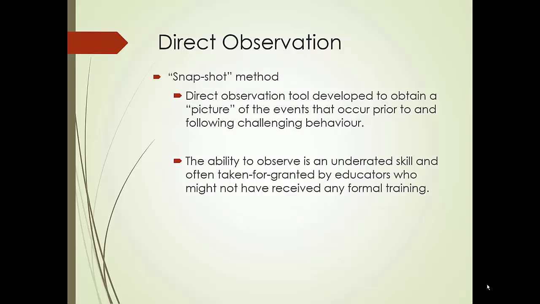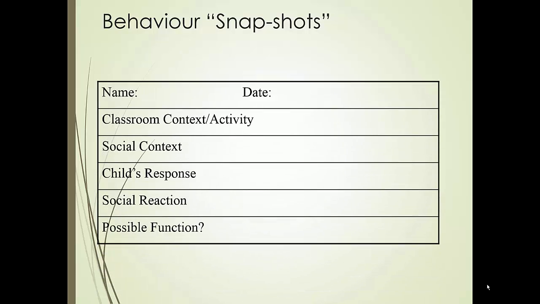I want to stress that the ability to observe is quite often an underrated skill in my experience. Achieving high quality observations is a highly skilled task. There's a high level of skill associated with it, and in my experience many teachers have not had a great deal of training, if any, about how to carry out an observation. That might be something you want to follow up in your own professional learning, looking at how you can develop your own skills in observing children and young people, with the purpose of using an FBA.